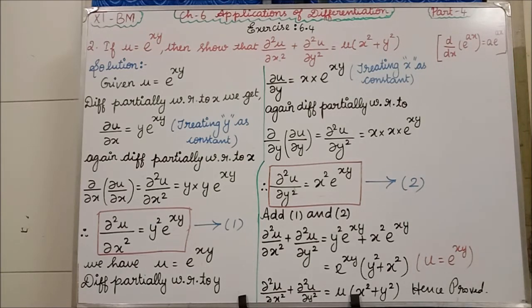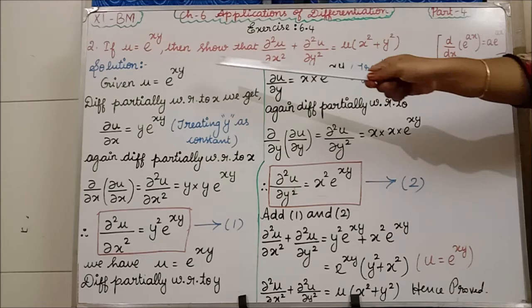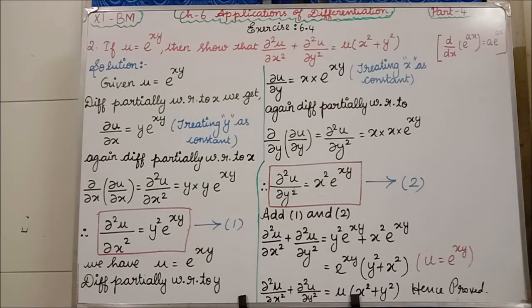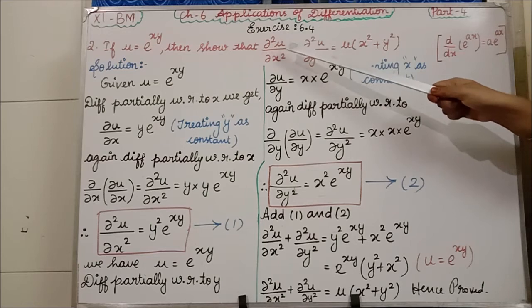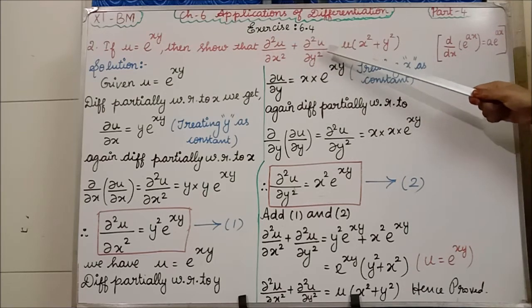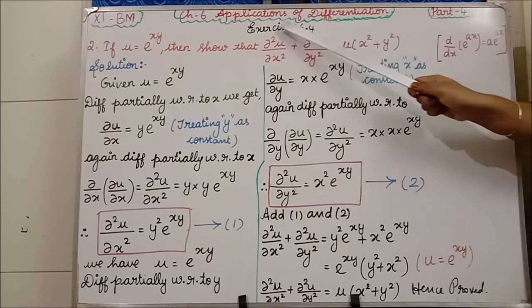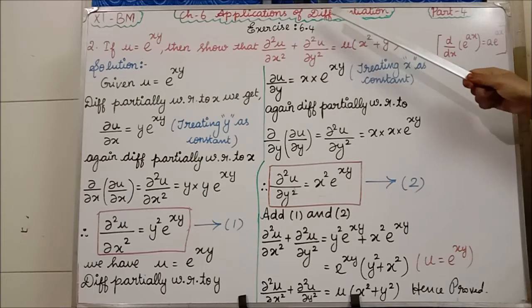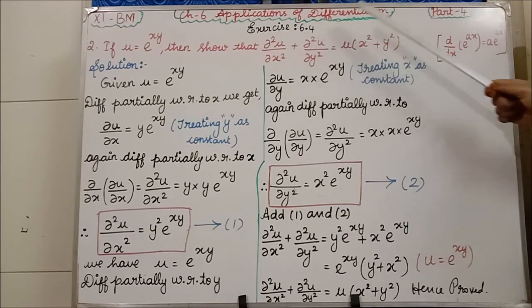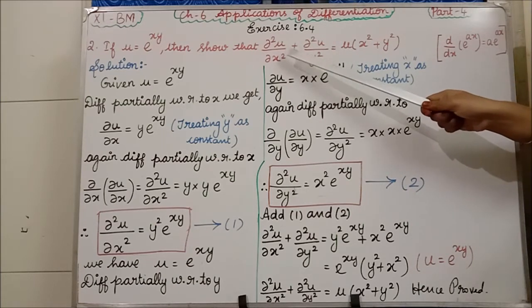In the question, they have given the function u. Students, listen carefully. This is a very simple and easy problem. They have given the function u equals e power xy, and we have to prove that del square u by del x square plus del square u by del y square equals this value. So separately we will find this and separately we will find this. After finding both we can add them so that we will get the RHS part. Clear? What we are going to find first is del square u by del x square.